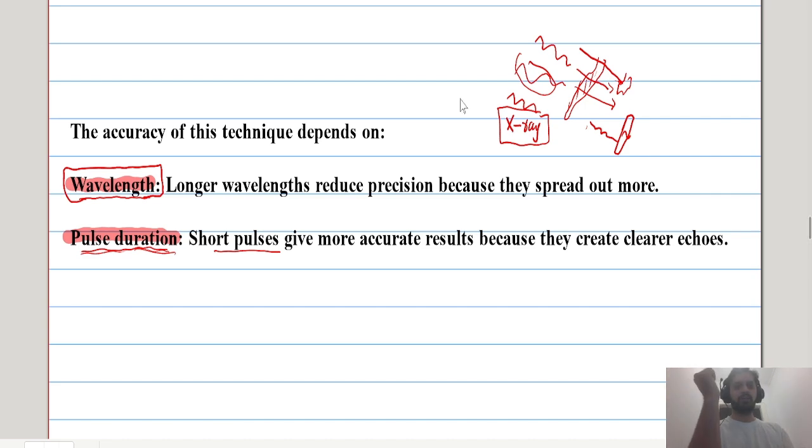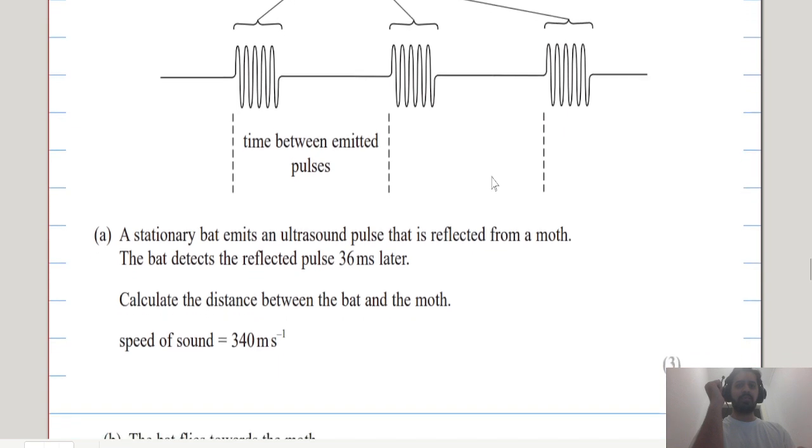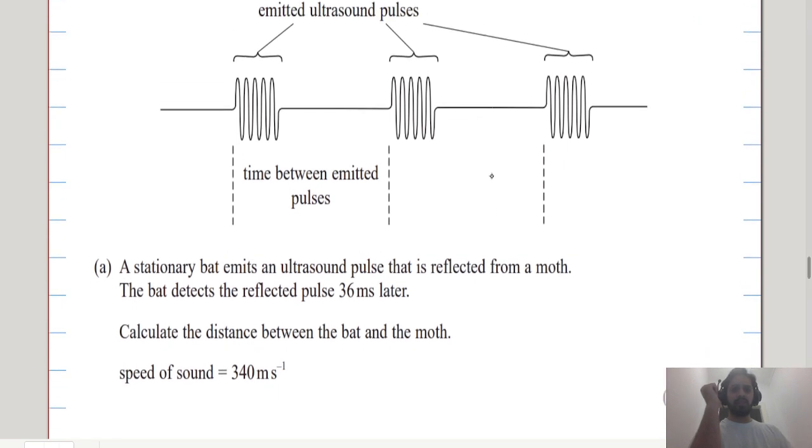And now if you read this question, I'm sure that you can answer this question very easily. So the first question is, a stationary bat emits an ultrasound pulse that is reflected from a moth. The bat detects the reflected pulse 36 milliseconds later. Calculate the distance between the bat and the moth. Speed of sound is given.